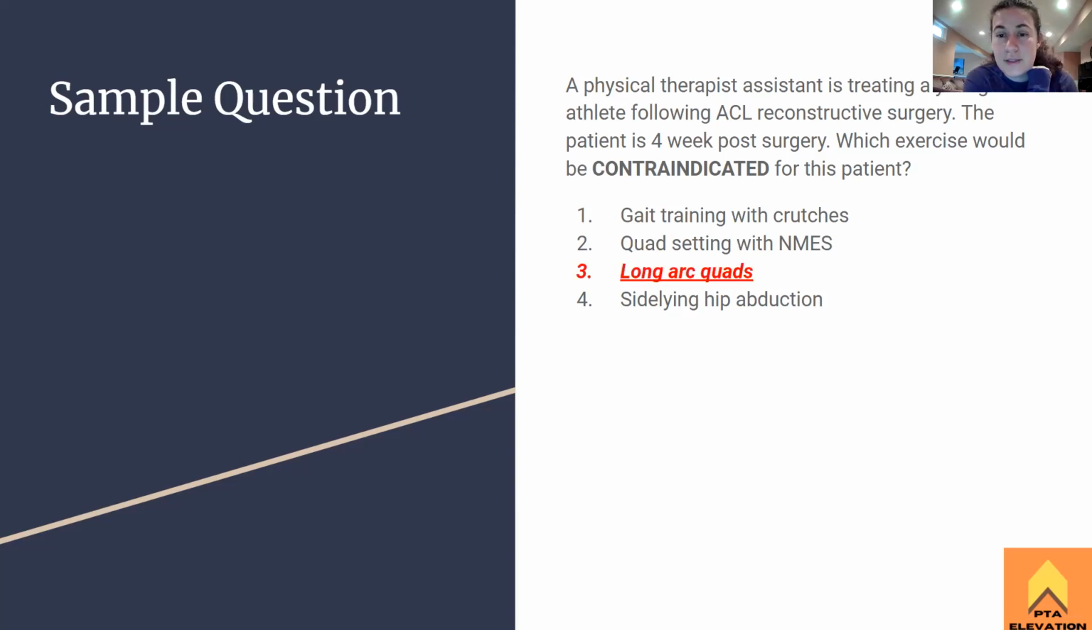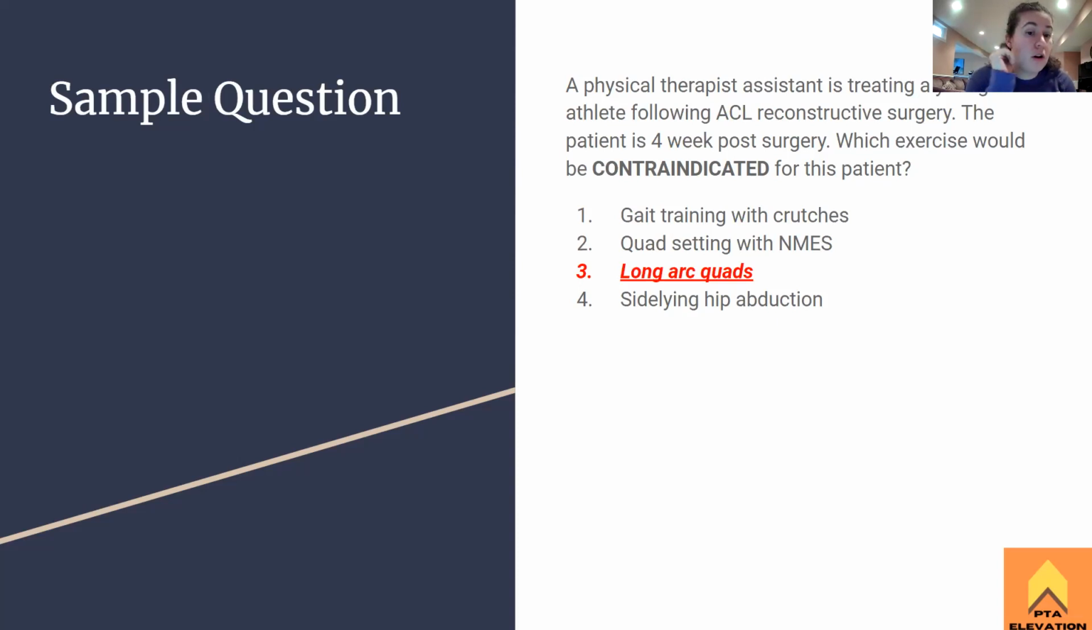All right, guys, so the answer is long arc quads. Remember, before 6 weeks, and they're going to say something like 3 or 4 weeks out, we're pretty sure that this is going to be bad for the ACL. We don't want open chain knee extension. Bad. Don't do it unless the surgeon says it's okay. So that would mean no long arc quads, no short arc quads. We don't want to see any leg extension machines, nothing along those lines. We don't need it. Bad.